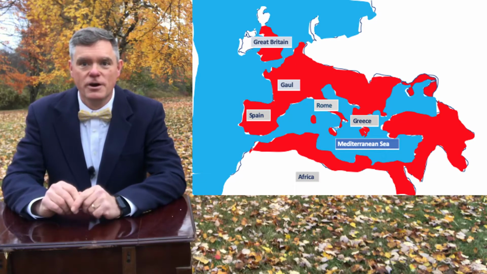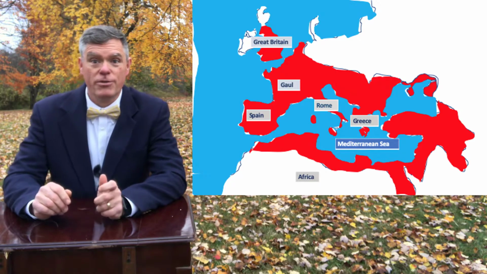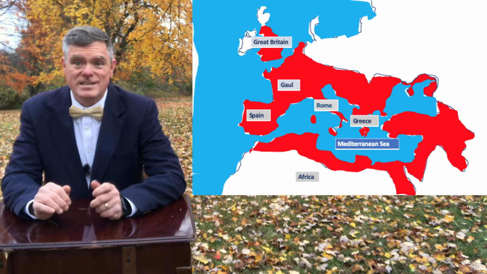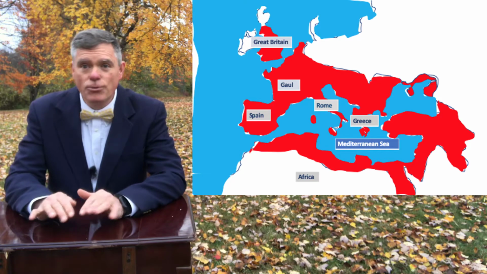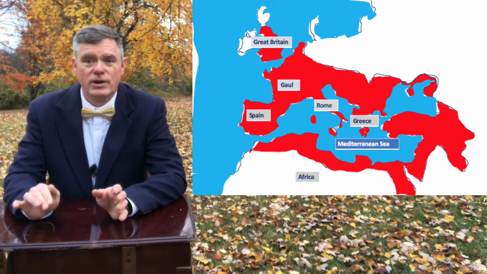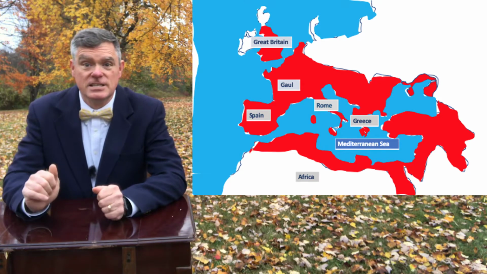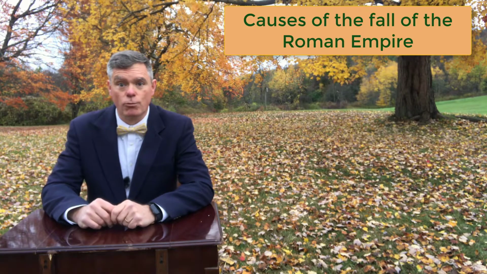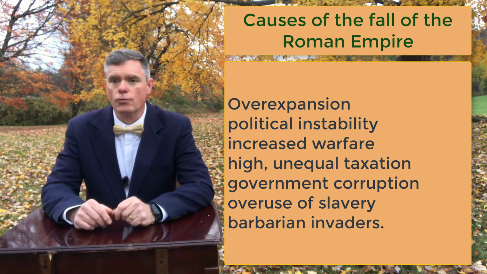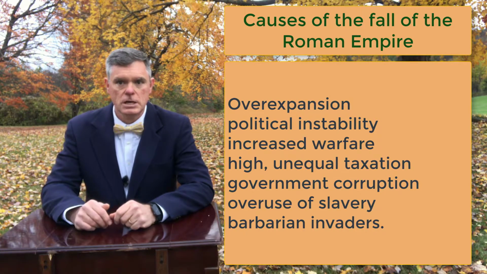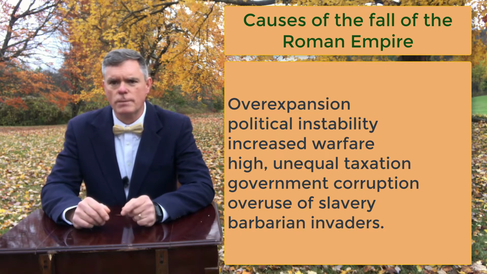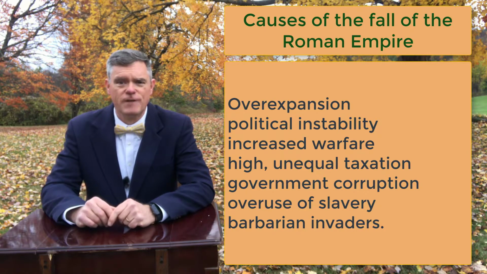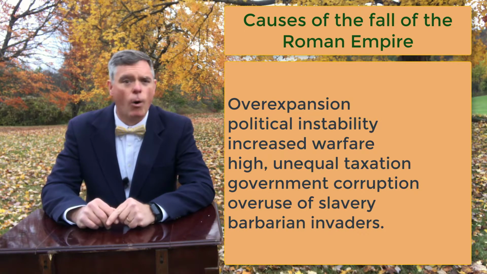Rome had conquered from Great Britain in north of Europe, west to Spain and Morocco, south along the north coast of Africa to Egypt, and east to the Tigris and the Euphrates River Valley. There were many causes of the fall of the Roman Empire, including overexpansion, political instability, increased warfare, high unequal taxation, government corruption, overuse of slavery, and finally, barbarian invaders snuffed out the fire that was Rome.